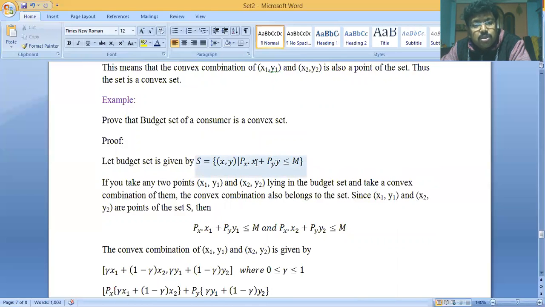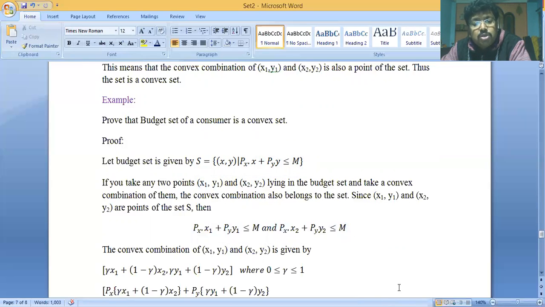We have to prove that the budget set of a consumer is a convex set. So if you take any 2 points, in the same way as in the previous example, you can find that these 2 points x1, y1 and x2, y2 lie in the budget set, and take a convex combination of them.